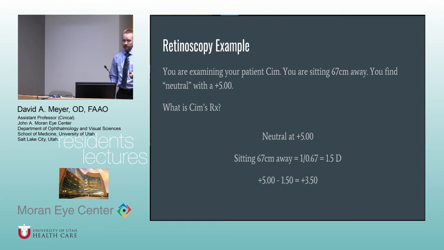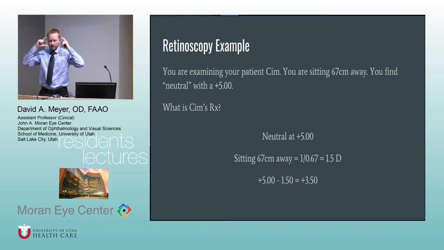Correct. And so is that technically the correct prescription for that person when you have to add on a vertex distance? So we're going to get into that. When you have the phoropter on, the phoropter typically sits about 12 millimeters from the front surface of the eye, which is about the same distance as glasses do. So you want to make sure the phoropter is not too close or too far from the patient because that will change.